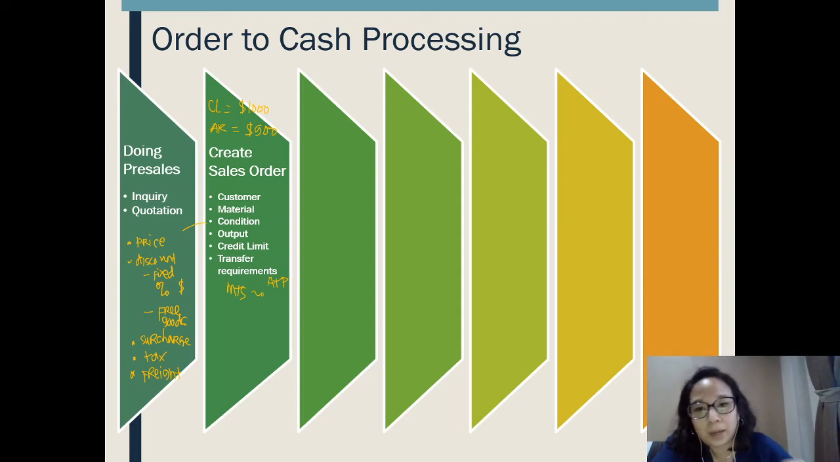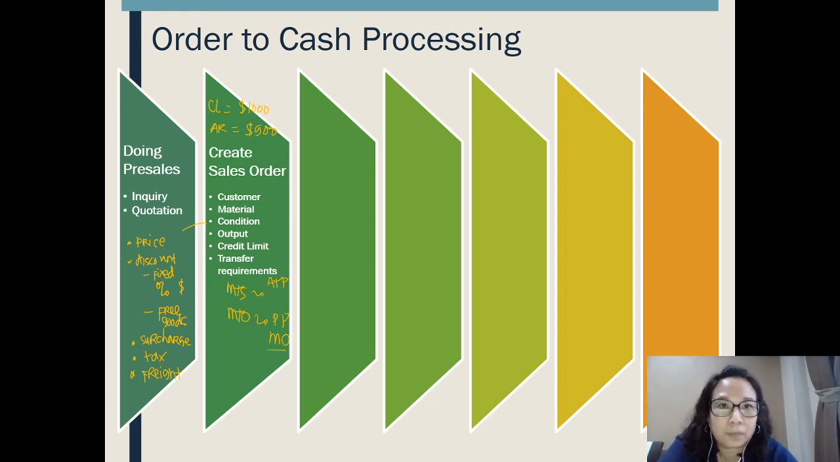Okay, but in terms of goods that are MTO, make to order, it means the transfer requirement will be sent to production planning. Okay, so it means that later on the manufacturing order will be created by the time the sales order is created.